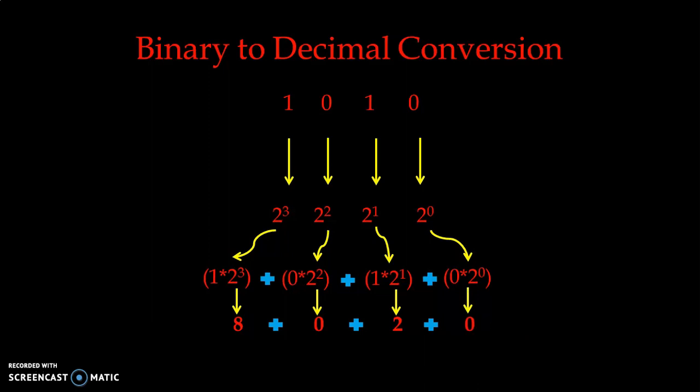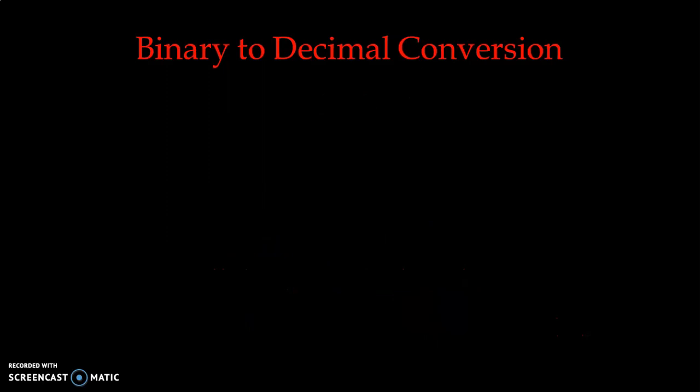So we now have decimal values available. Now if we do simple addition, 8 plus 2 plus 0, it is equal to 10, and that is our answer. The binary value given, 1010, has the decimal equivalent value of 10. A very simple, step by step process, and you can easily convert any binary number into a decimal number. Very simple.